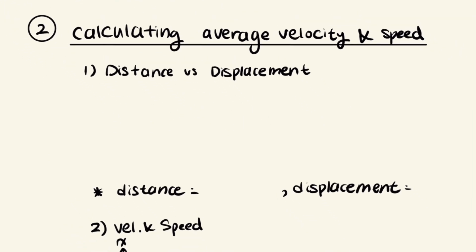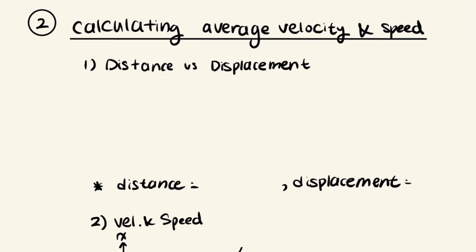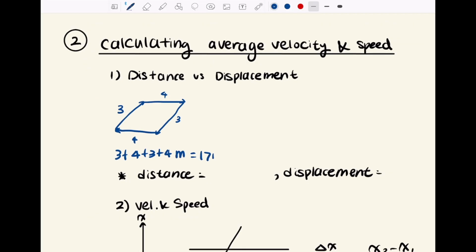So next, moving on to how to calculate the average velocity and the speed. Firstly, distance and displacement are two different concepts. Distance is basically how much someone or an object has traveled in total. If a person has moved, for example, 3 meters up diagonally, 4 meters to the right, 3 meters back down diagonally, and 4 meters back to the left, and ended at the same spot, the person would still have moved 3 plus 4 plus 3 plus 4 meters, which is 14 meters.